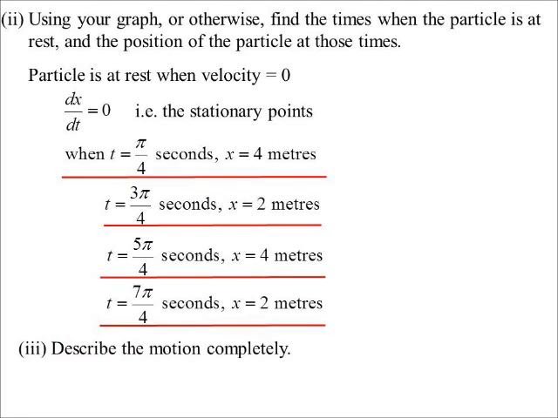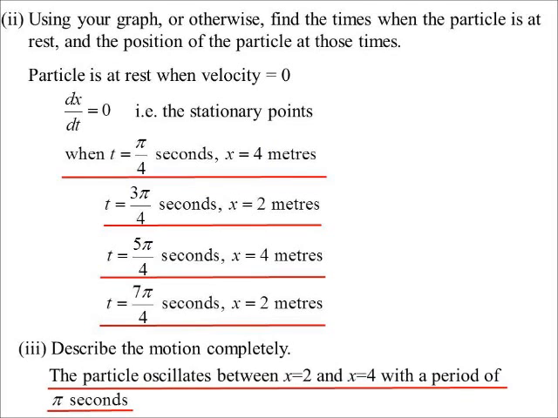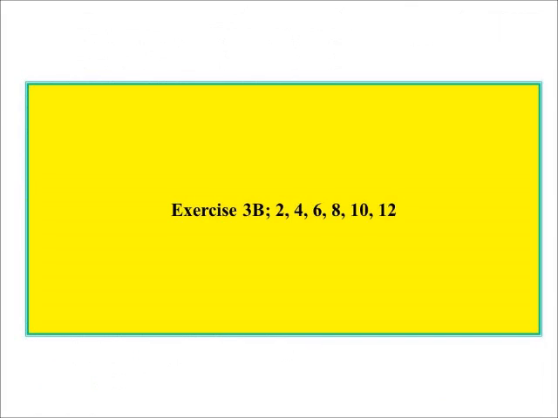Describe, again, you love these. Describe the motion completely. So what do you say? Well, I kind of enjoy myself. I said, and I used a big word there, and spelled it correctly, the particle oscillates. You like that one? Means to go backwards and forward, backwards, between x equals 2 and x equals 4, with a period of pi seconds. There we go. 3b.